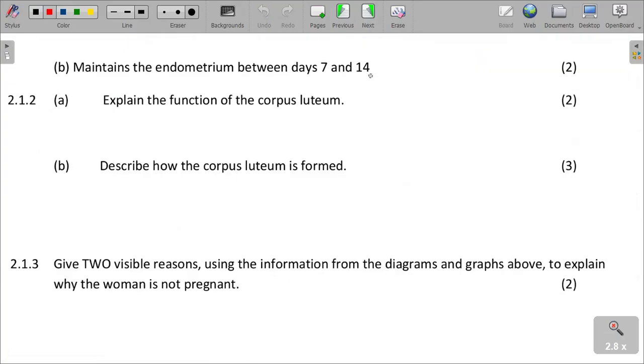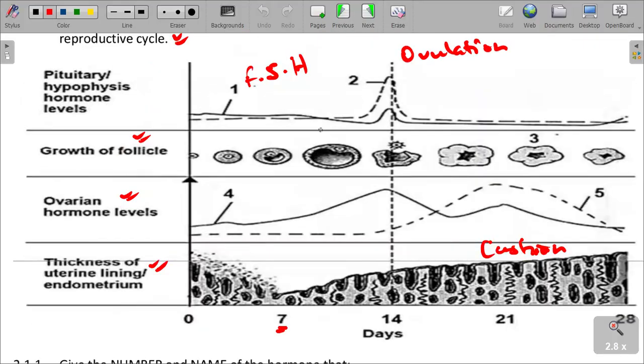And then, give the name of the hormone that maintains the endometrium between days 7 and 14. It is because of the oestrogen hormone. According to the graph, we must find which one is the oestrogen level. We are saying oestrogen, which is the ovarian hormone level.